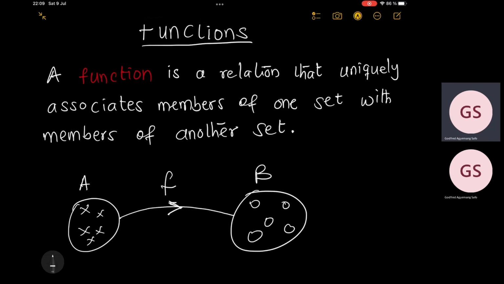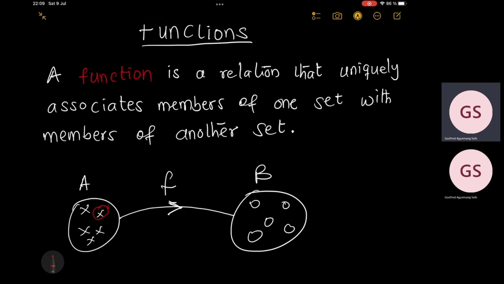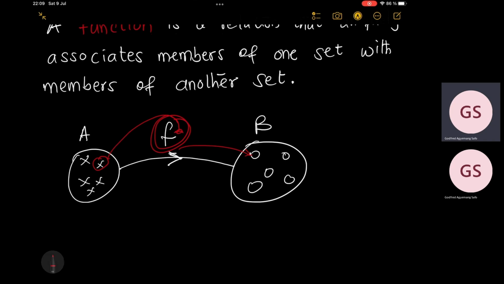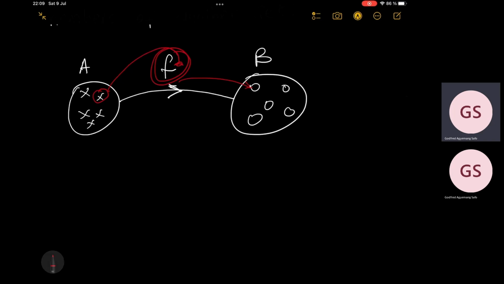So any element in set A that you pick, you put in this function, and it will connect you to an element in set B. So this is what we call the function or a mapping. And the function or mapping can be either one-to-one or many-to-one.